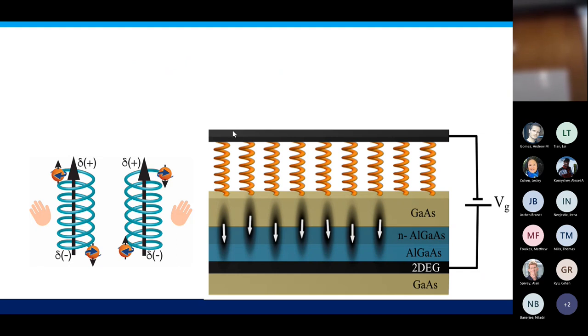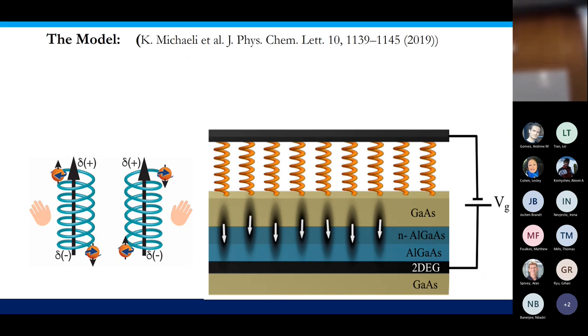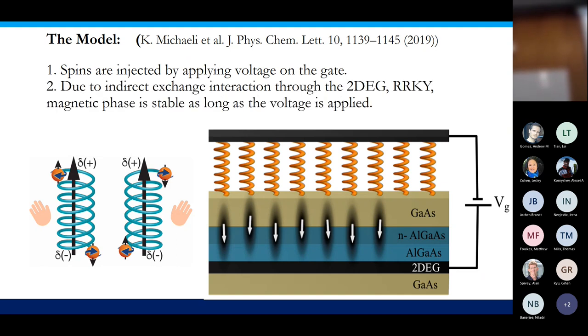Actually, there is no current flowing here. The gate is insulated from the molecule, so we have only potential. Now, when we apply voltage, we inject spins into the system. The question is, what happens then? As I said, we inject spins into the system, and these spins now interact with each other through the 2D electron gas.